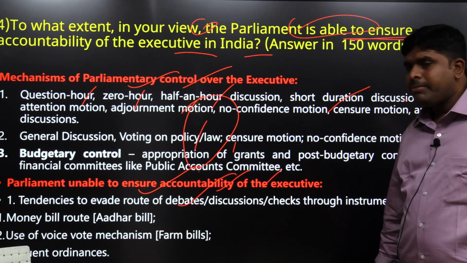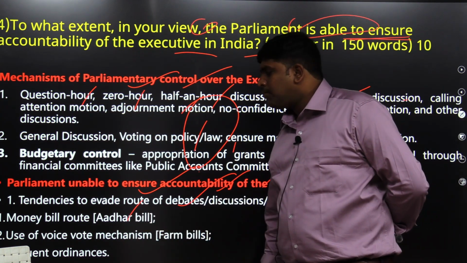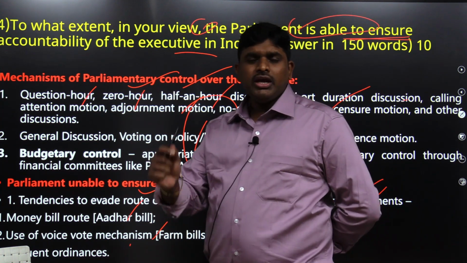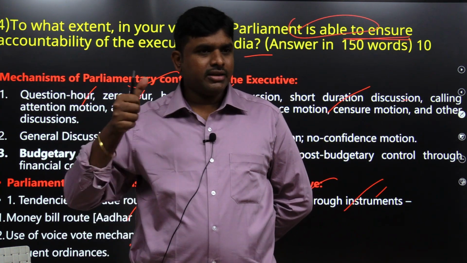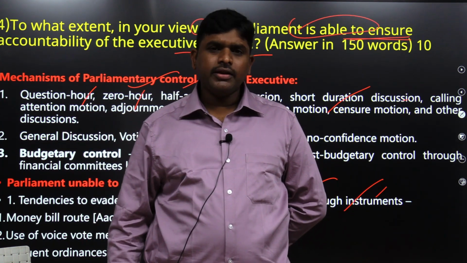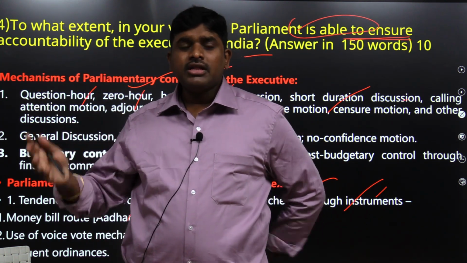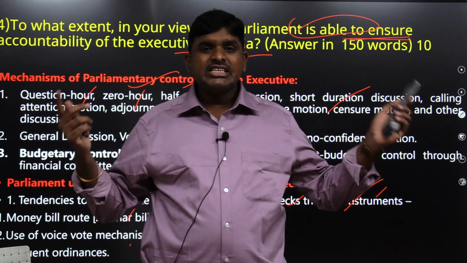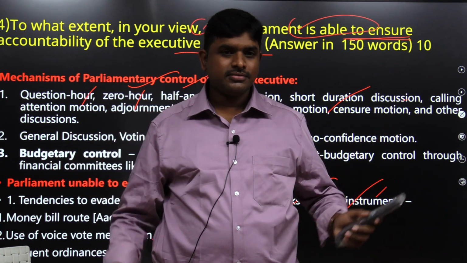Tendency to evade the route of debates, discussion, checks through instruments: the money bill route, the Aadhaar bill, and use of the voice vote mechanism, the farm bill. Usually the voting should happen according to the numbers, by buzzer button. The Telangana bill was also passed by voice vote in 2014. Who was positive, who was negative? The Telangana bill was the worst. They closed the doors, cut the electricity, no CCTV camera was working, and they opened the doors and told that the bill had been passed.